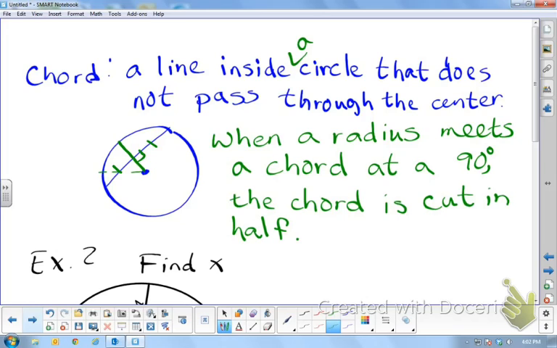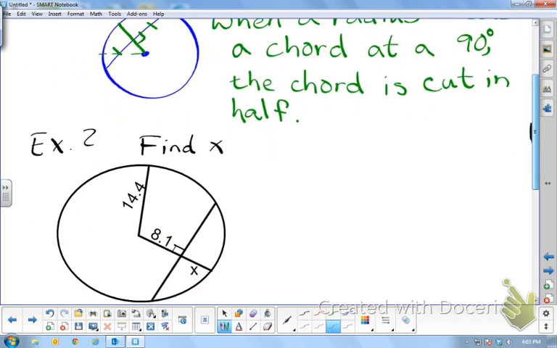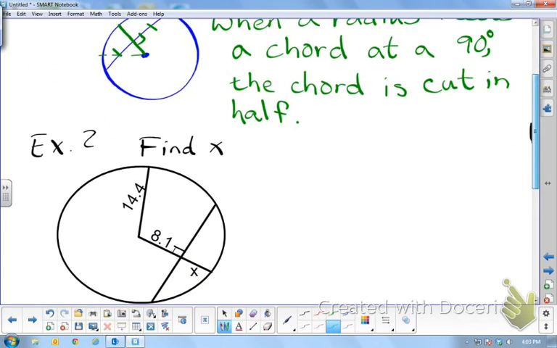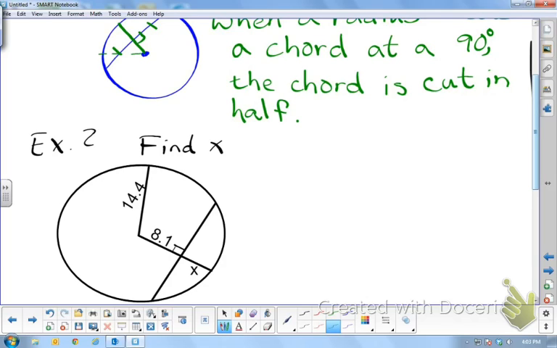So we have two examples. The first example of our chords isn't actually even going to use this property, but the second one will. So let's look at example 2. Again, we have a circle. We want to find x. We have a chord drawn in and it's hitting at a 90-degree angle.